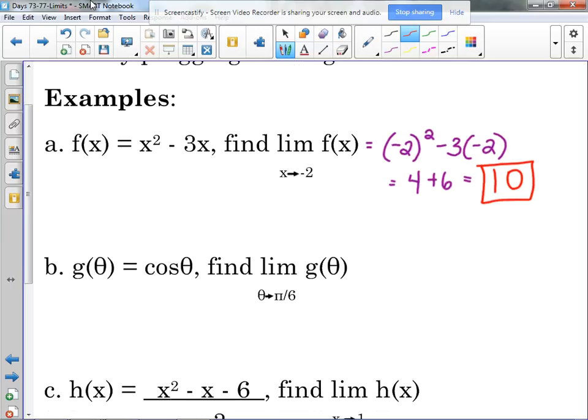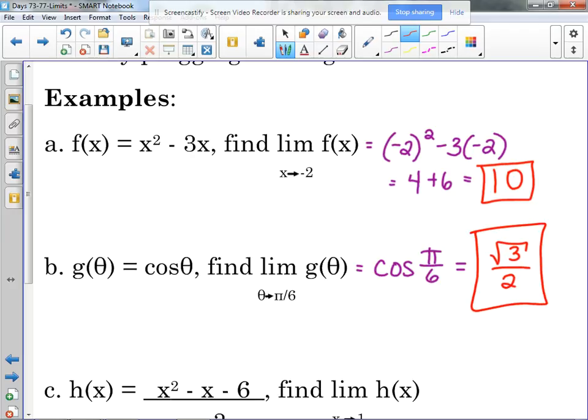Okay? Let's do a trig function. G of theta is equal to the cosine of theta. Find the limit as theta approaches pi over 6 of this function, cosine of theta. Well, again, just plug it in. What is the cosine of pi over 6? Square root of 3 over 2. I think we need another unit circle quiz. Cosine of pi over 6 is the square root of 3 over 2.